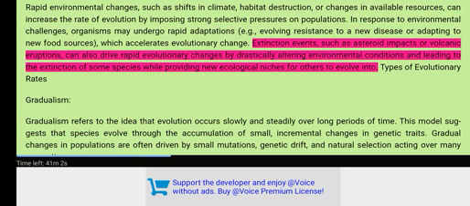Extinction events, such as asteroid impacts or volcanic eruptions, can also drive rapid evolutionary changes by drastically altering environmental conditions and leading to the extinction of some species while providing new ecological niches for others to evolve into.